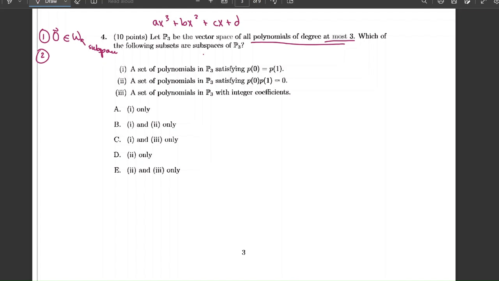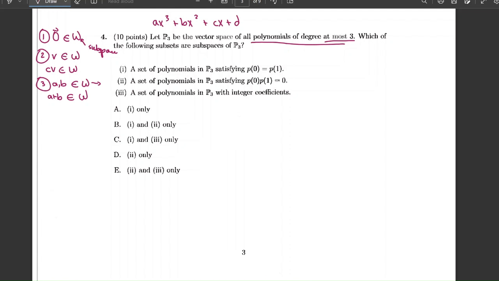The second requirement is that it is closed under scalar multiplication. That means if you have some element v in your subspace, then c times v is also going to be in your subspace. The third requirement is that if you have a and b, and these are both in your subspace, then a plus b is also in your subspace. That means it's closed under addition. So these are the 3 requirements for a subspace.